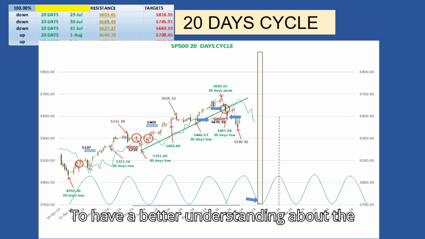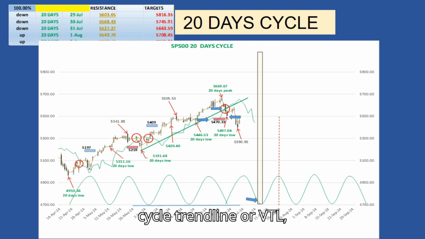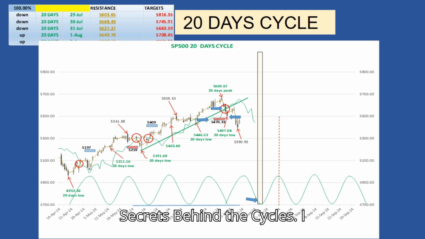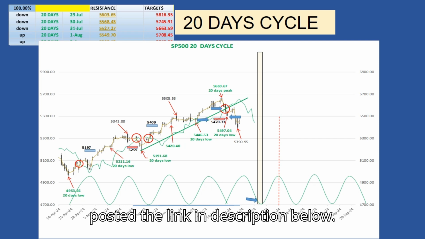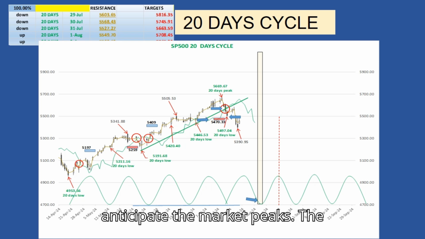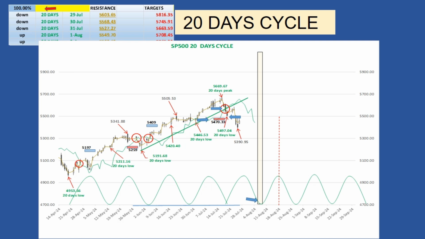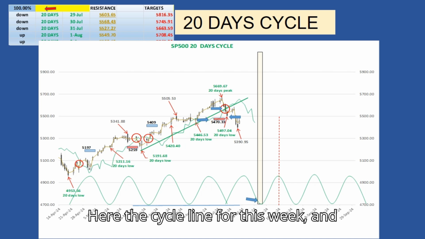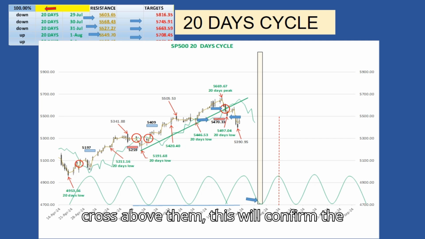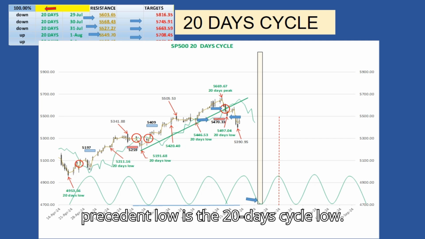To have a better understanding about the cycle trend line or VTL, I recommend you watch my series of videos, Secrets Behind the Cycles. I posted the link in the description below. The cycle trend lines are very helpful to anticipate the market peaks. The success rate is 100%. Here are the cycle lines for this week and their potential targets. If the market crosses above them, this will confirm the preceding low as the 20-day cycle low.